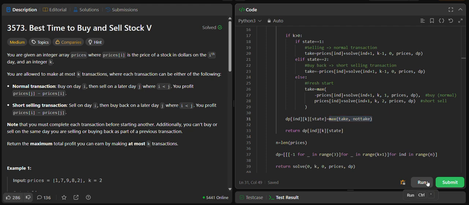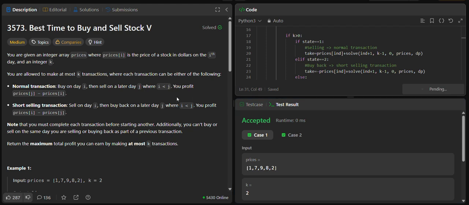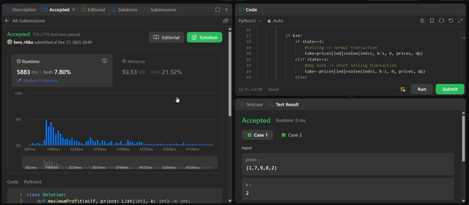And now run it. Yeah, and now submit. Let's see if it works or not. Yeah, the code is working good.